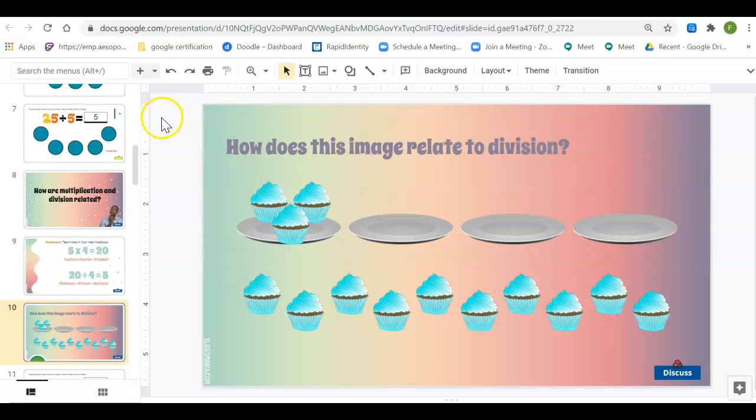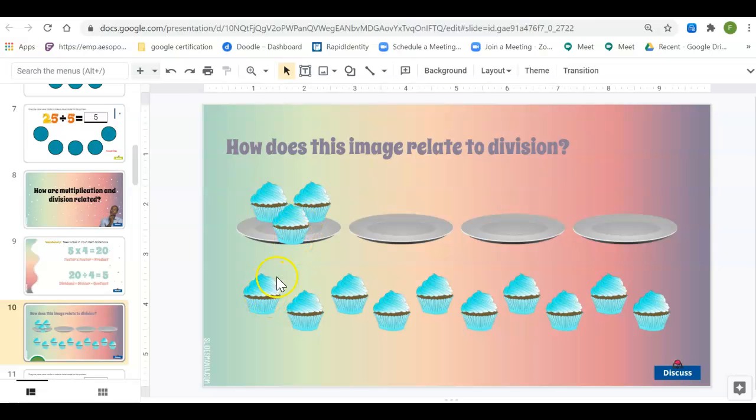So on our next slide here, how does this image relate to division? So I've got 4 plates: 1 plate, 2, 3, and 4 plates. And let's count our cupcakes. We'll count the ones on the plate first. 1, 2, 3. We're going to keep counting. 4, 5, 6, 7, 8, 9, 10, 11, 12, 13. So I've got 13 cupcakes, and they're being divided onto 4 plates. So 13 cupcakes, I want to divide them onto 4 plates. I want to do it evenly if I can.